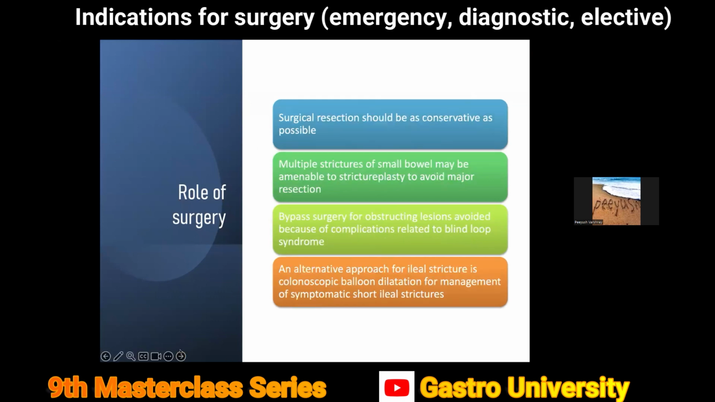And surgical resection should be as conservative as possible, because there are high chances that the patient might need a resurgery or reoperation later on. And multiple strictures may be amenable to stricturoplasty to avoid major resections. Bypass should be the last option when not able to resect, and alternative approaches should be utilized like balloon dilatation if feasible and available. Thank you.